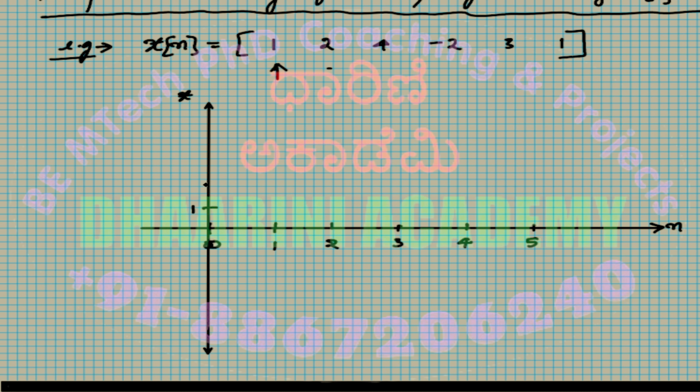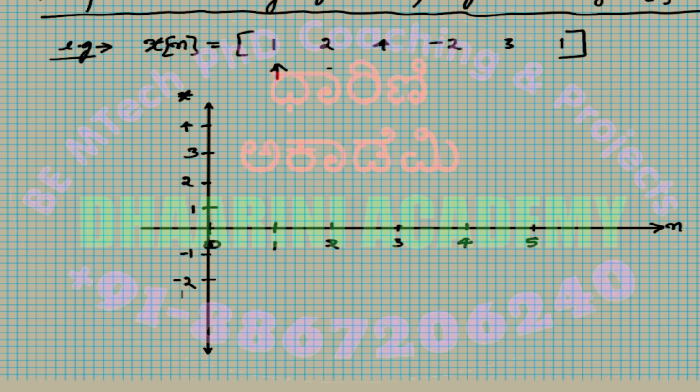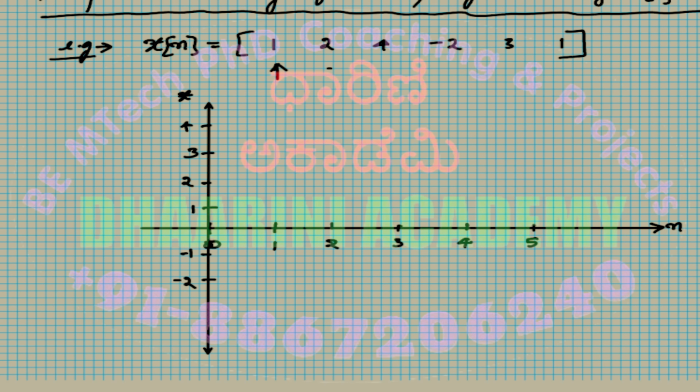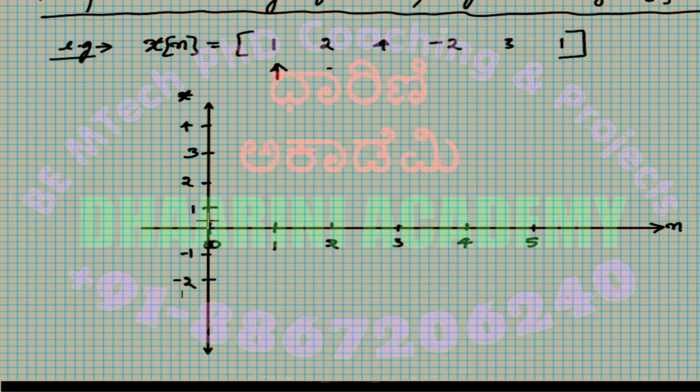So this is 1, this is 2, this is 3, and this is amplitude 4. Similarly, I have negative values to be plotted: this is -1, this is -2. Now look at the plotting. I'll change the color for the plot. At 0, its amplitude is 1. Okay, so this is the signal.